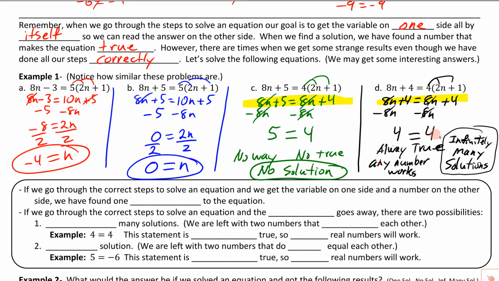And on this one, the two numbers do equal each other. So there's nothing we can do to screw that up. You can pick any number you want. So the way we say that is there's an infinite number of answers to this. So we say infinitely many solutions.